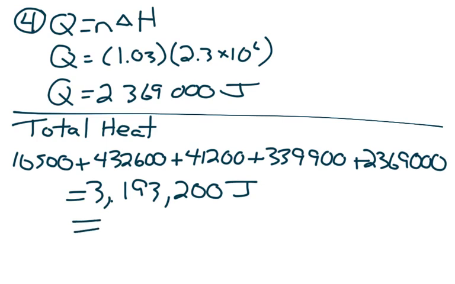Which, of course, we need to now go to sig figs. We have 2 sig figs as our smallest in any calculation, so we would round that to 3,200,000 joules.